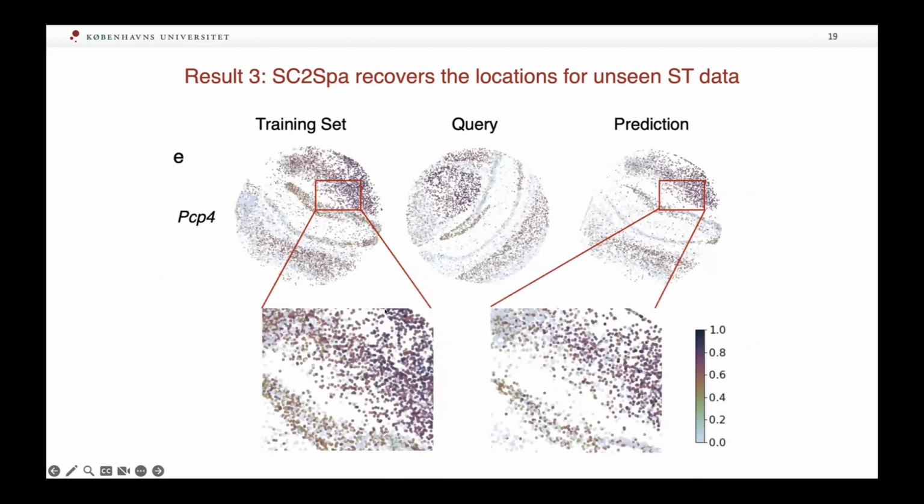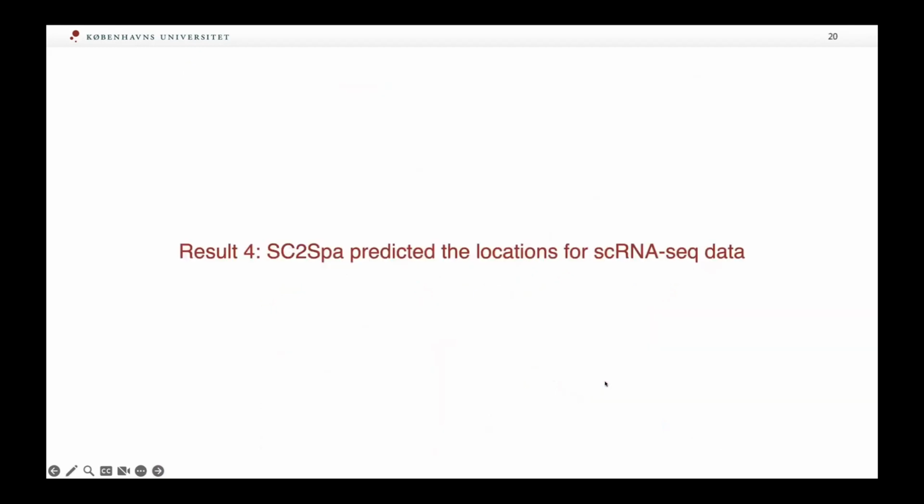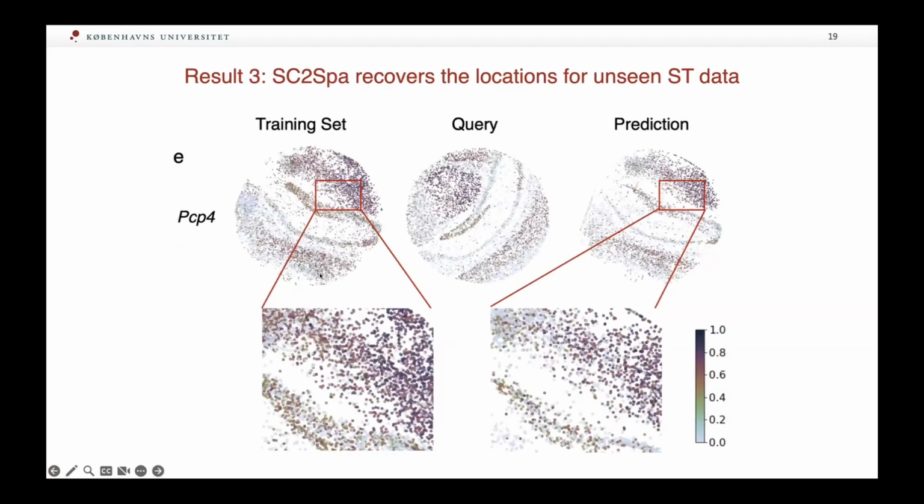And a similar result is also observed for another gene, PCP4. We can see this gene is very highly expressed in the top right. When we move to the bottom left, the expression goes down. And we recovered this minor gene expression change in our prediction as well. So the result shows that SZ-SPA can even recover minor gene expression changes in our prediction.